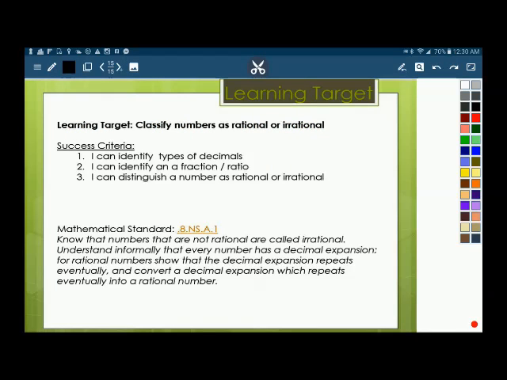All right, so that pretty much wraps up our lesson on classifying numbers as rational or irrational. We identified types of decimals. That was in example 1 and in the key concept. We identified a fraction or a ratio from different numbers. We did that in examples 1 through 3. And then we were able to distinguish a number between rational and irrational on example 2 and example 3 with those number families.